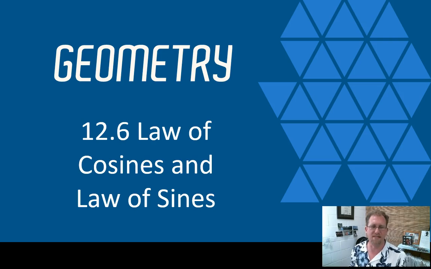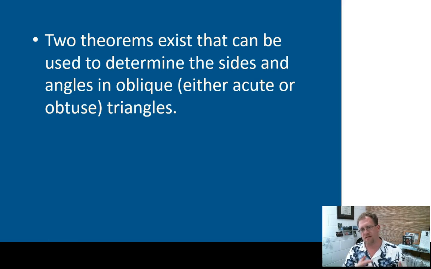Chapter 12.6, Law of Cosines and Law of Sines. Let's jump in. So far, we've been doing sine and cosine and tangent with right-angled triangles. What happens if your triangle is oblique, meaning it's not a right triangle, it's an acute triangle or an obtuse triangle? Can you still do trigonometry with it? Wouldn't it be wonderful if you could just say, can't help you here. Sorry about that. Nothing I can do. Nope, you can still do it. Here's how you do it.